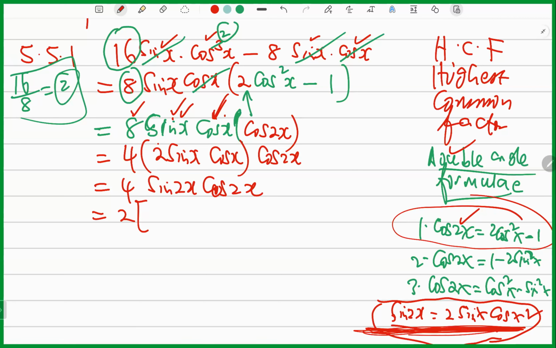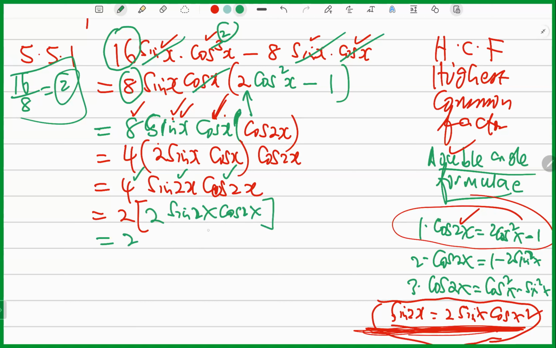But there's a small trick here. We have sine 2x cosine 2x, but there's a 4. We must make this 4 a 2. So I'm going to break 4 down to 2 times 2 sine 2x cosine 2x.